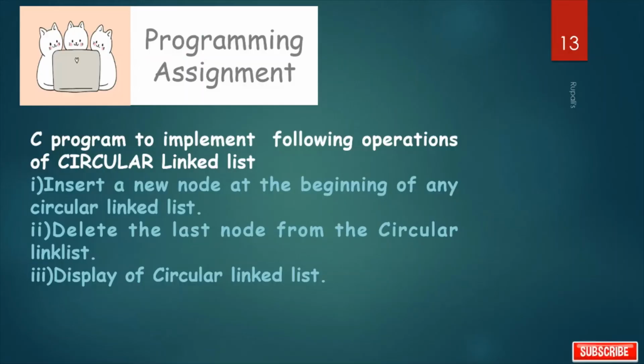So this is your programming assignment. Write a C program to implement the following operations of a circular linked list. Number 1, insert a new node at the beginning of any circular linked list. Number 2, delete the last node from the circular linked list and display the circular linked list. Pause this video, try to do it on your own.